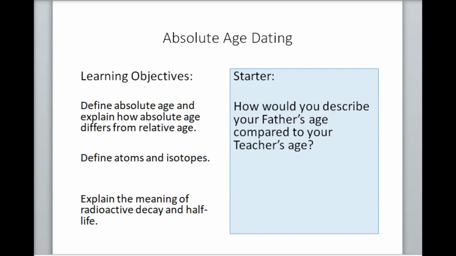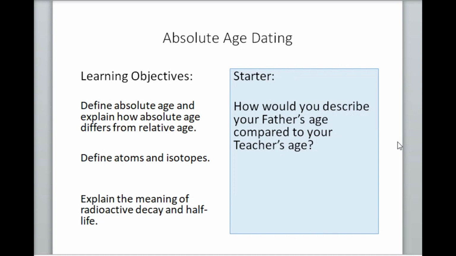Okay, I'm just going to run through my PowerPoint, and I'm going to basically clarify things which need to be clarified. First of all, we've got a starter question over here. It says, how would you describe your father's age compared to your teacher's age? So you can either say that your father is either older or younger than your teacher.